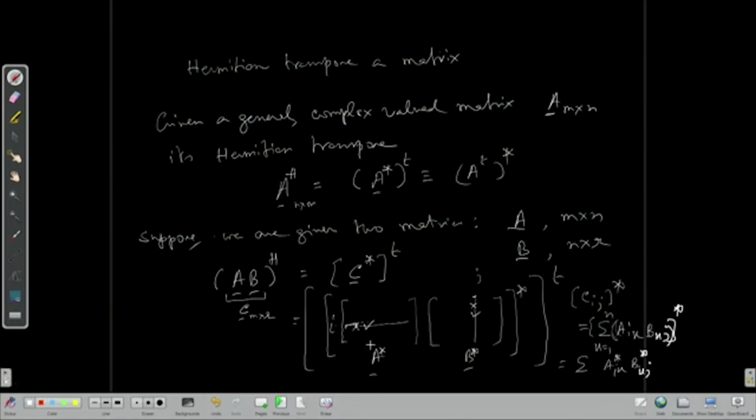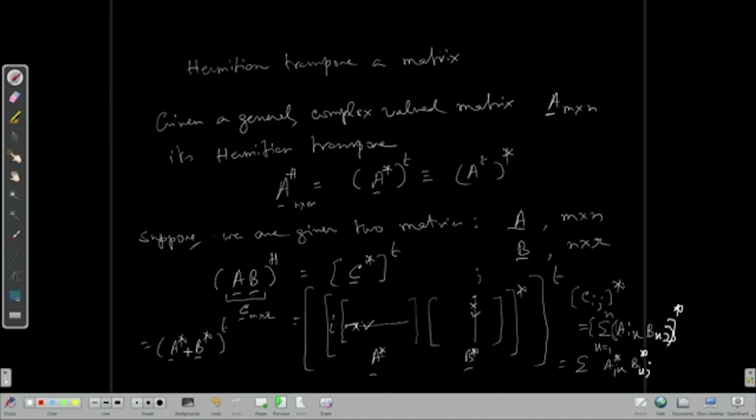Then a_i2, if you have A star, a_i2 also, every element is conjugated, so a_i2 star and b_2j star, and that is what I have here, a_i2 star times b_2j star, and like that. So it means every element of A is to be conjugated and every element of B is to be conjugated and multiplied. It's a matrix. So A star, B star, then transpose. So it's basically A star, B star, then transpose.